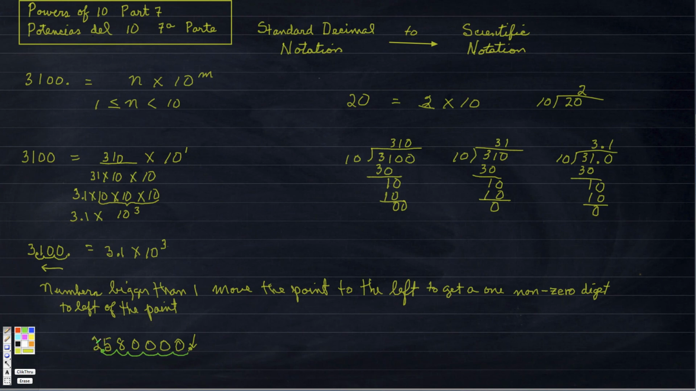This is a 2, which is not 0. So I'm going to end up with 2.58. So now this becomes 2.58 times 10. So how many places was it that I moved the point? 1, 2, 3, 4, 5, 6. So my exponent will be 6.